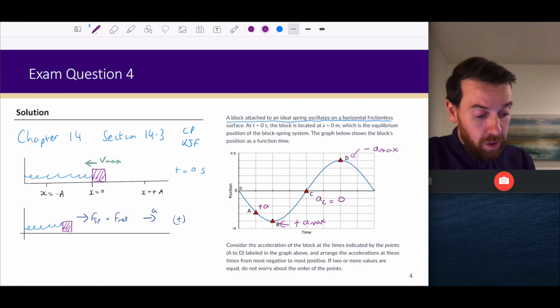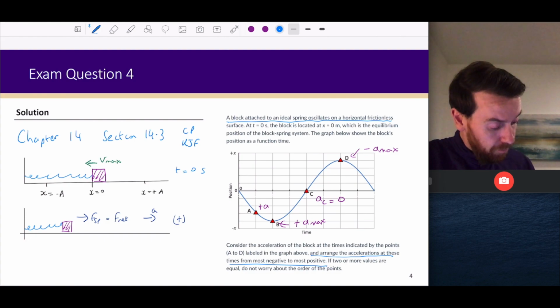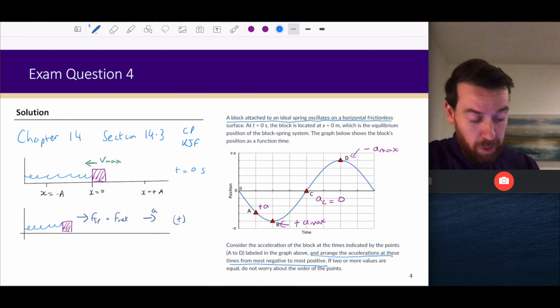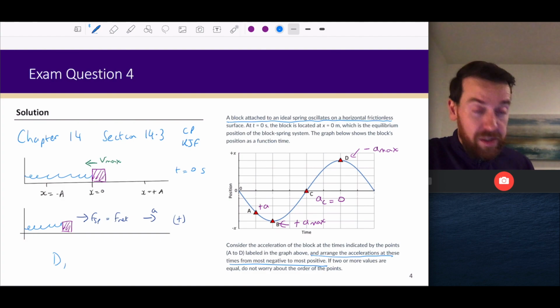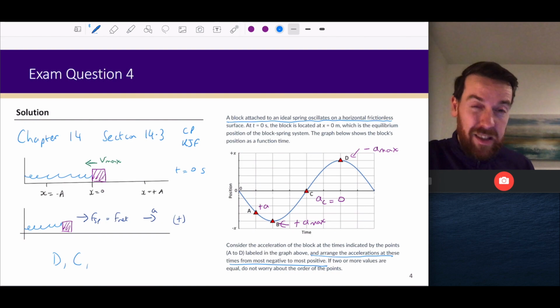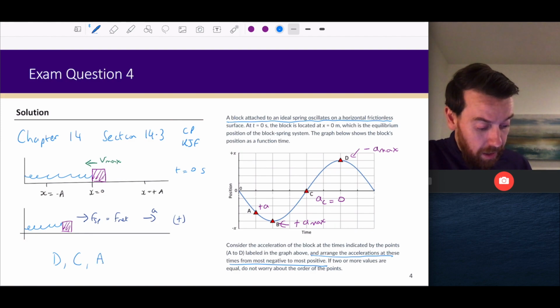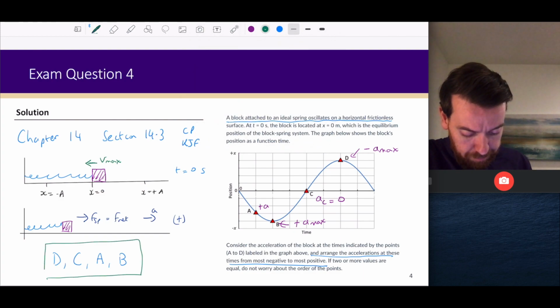So we're asked to rank the accelerations from most negative to most positive. So when D is in the most positive position, we'll have the most negative acceleration. C is 0, and both A and B are positive, so it's negative going to 0. A is not as positive an acceleration as B, so then it's going to be A, and then at the maximum negative position we have the maximum positive acceleration. So this would be our correct ranking: D, C, A, B.